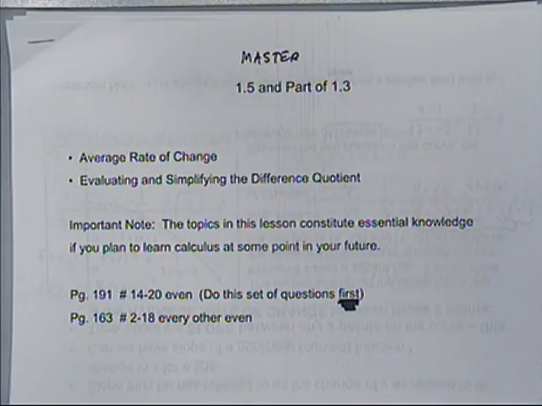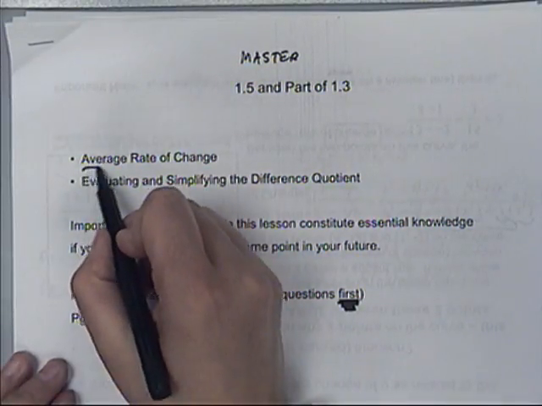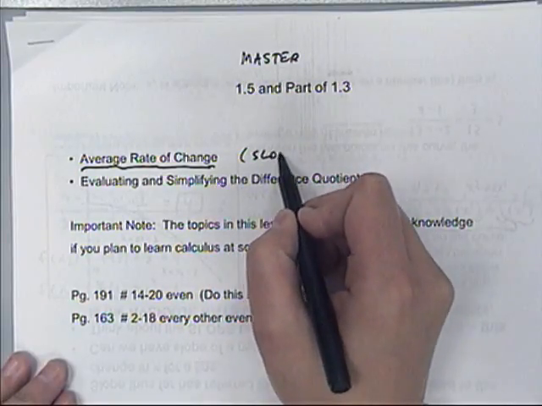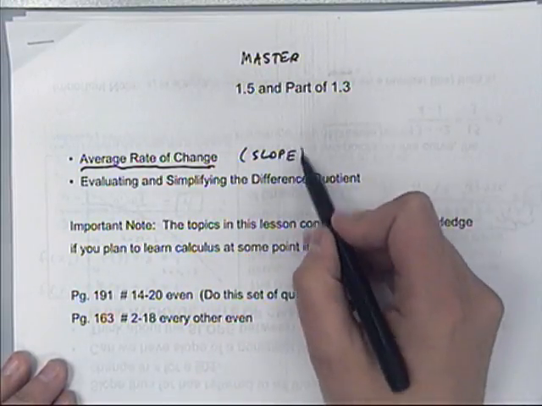Okay, this is a very pre-calculus topic. A lot of the things we're going to talk about today will get you ready for a chunk of calculus that's an important element of calculus. All right, you're going to be asked a lot to find the average rate of change. What does that mean? Well, basically, that's just finding the slope.